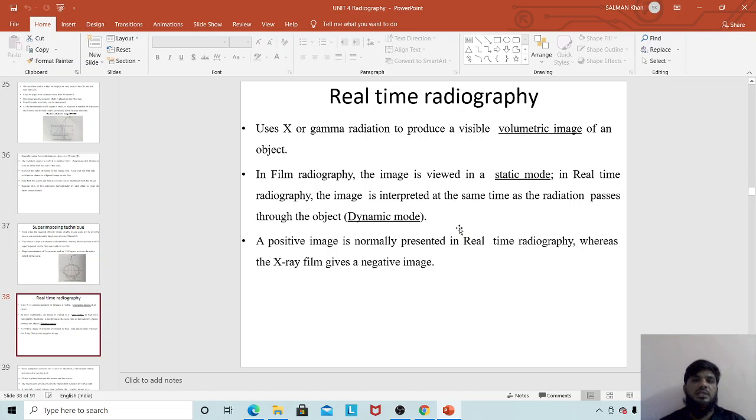So the next thing is real time radiography. What is real time radiography? It is nothing but obtaining the images in two ways. One is stationary images, and the other is dynamic images.